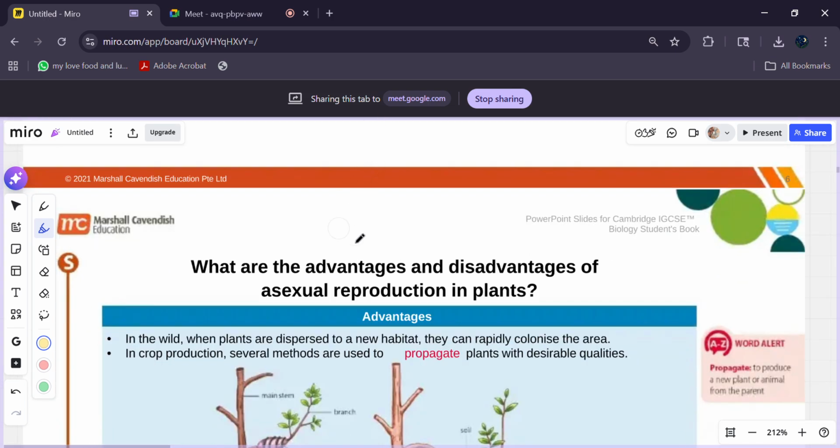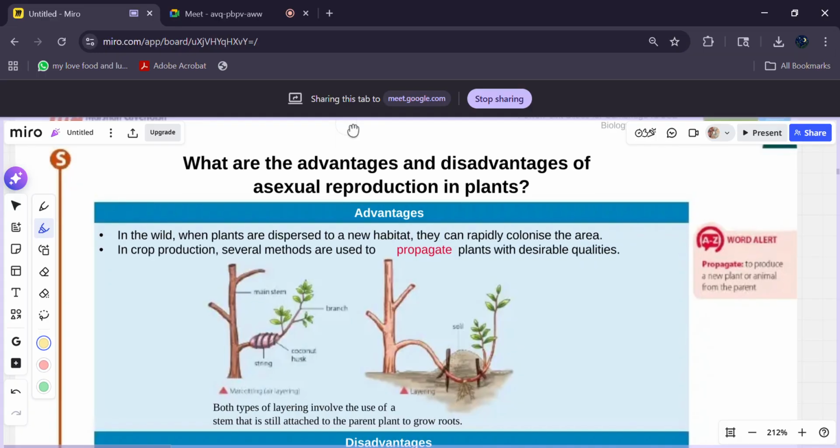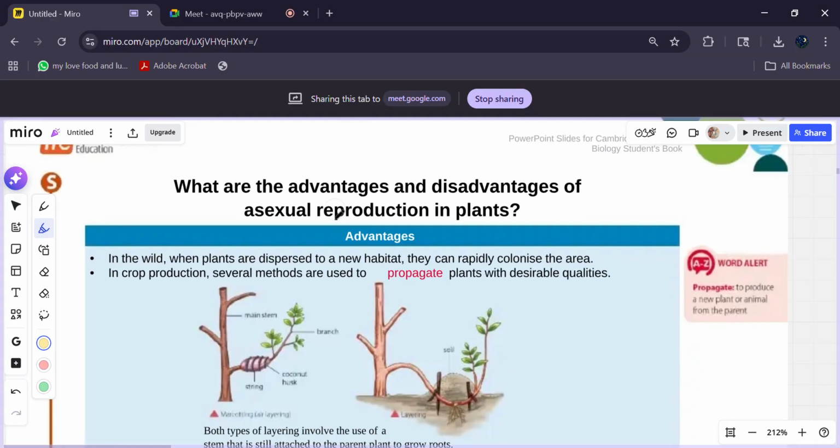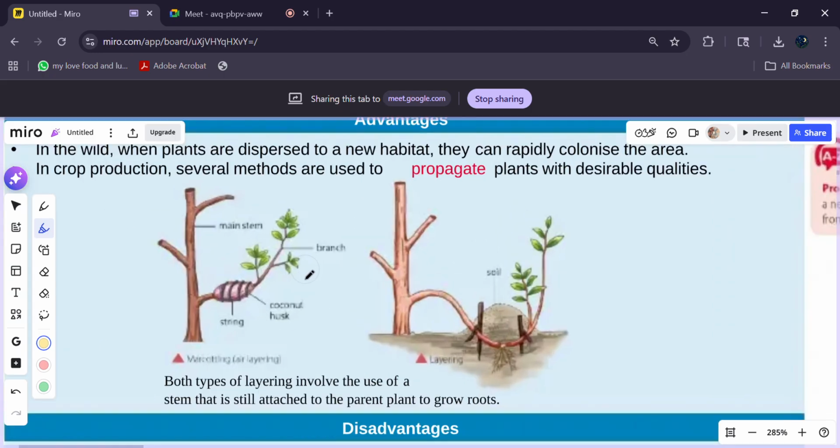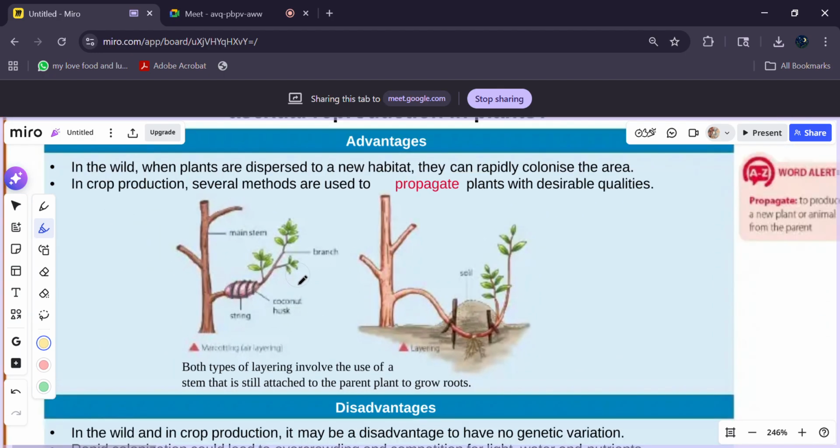Now we should go more in depth on the advantages and disadvantages of asexual reproduction. In the wild, when plants are dispersed into a new habitat, they can rapidly colonize the area. I've explained this. It means that in a new habitat, using the power of asexual reproduction, they could quickly spread because they're cloning each other. It's quicker than sexual reproduction, and they do not need reproductive cells to create an offspring. They could easily clone each other using the process of mitosis. So they could rapidly colonize an area.